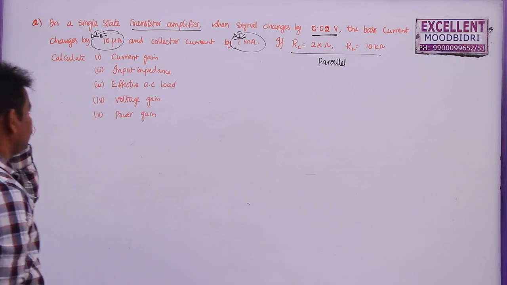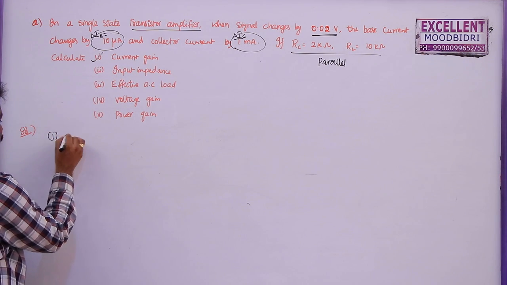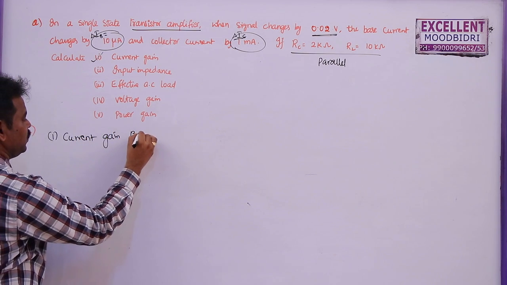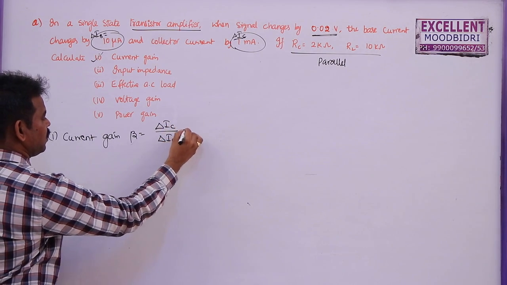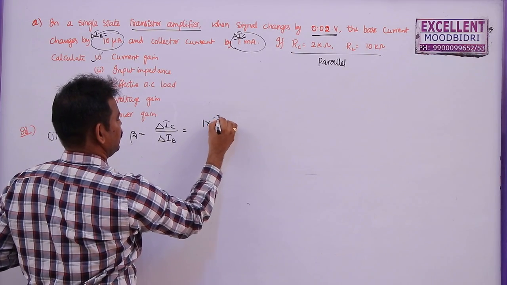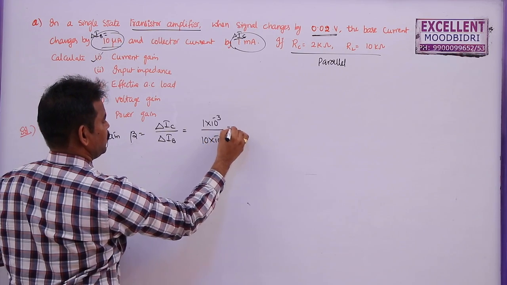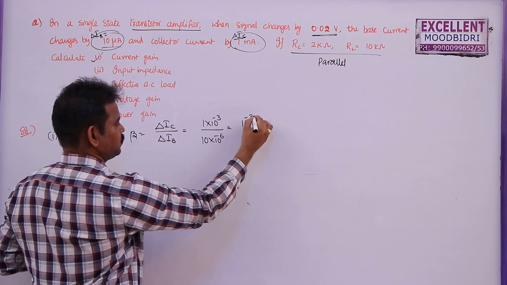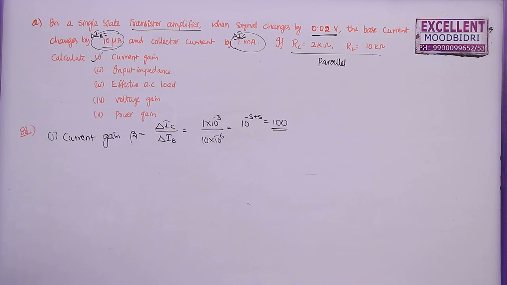Now, what they are asking us to find out is the current gain. So first one, the current gain is given by beta is equal to delta IC by delta IB. What is delta IC? This is given as 1 milliampere by 10 microamperes. So this is 10 power minus 3, this is 10 power minus 5, and it goes up to 10 power plus 5. So this is 100. So the current gain in this problem is 100.